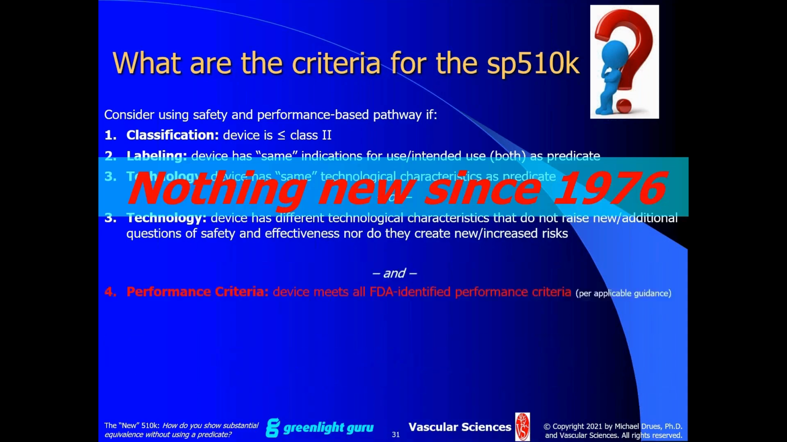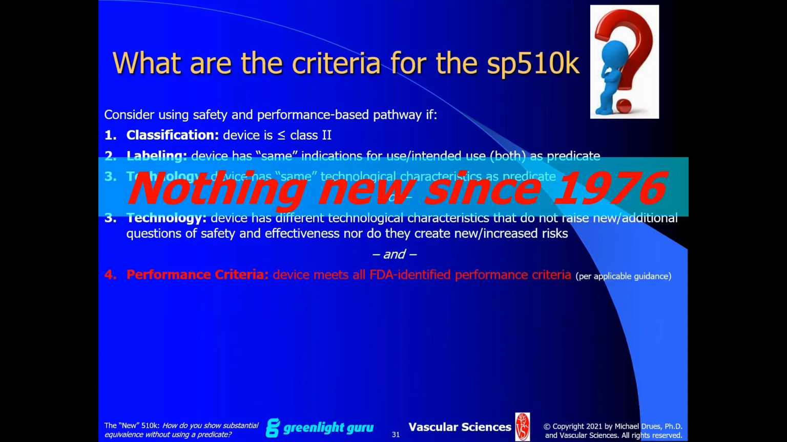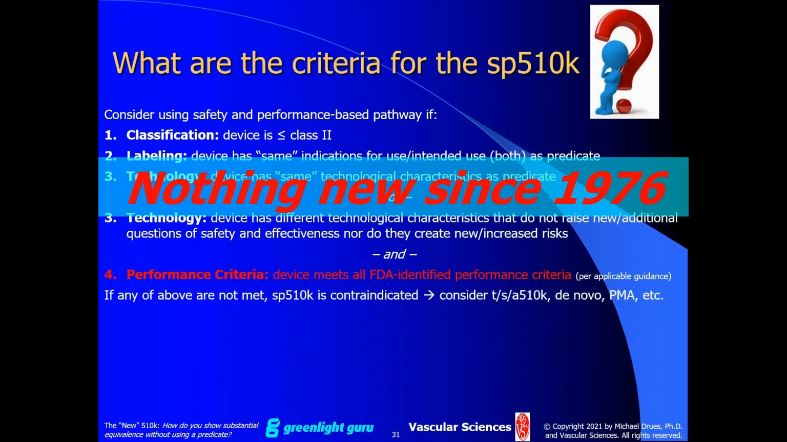Okay, so what has changed? What is new specifically with the SP 510K? The only new criteria, whether it's a significant criteria or not, I'll leave that up to you to decide, is the performance criteria. In other words, the device needs to meet all of the FDA pre-identified performance criteria, which would show up in applicable guidance, and I'll show you some examples of that in just a moment. So the only thing new here with regard to the SP 510K is the line number 4 there in red. Everything else has been around for a very long time.